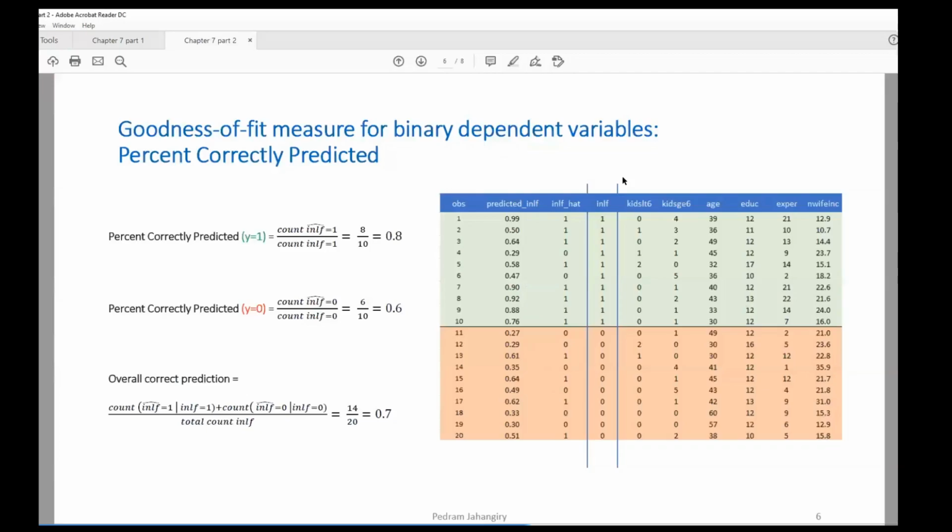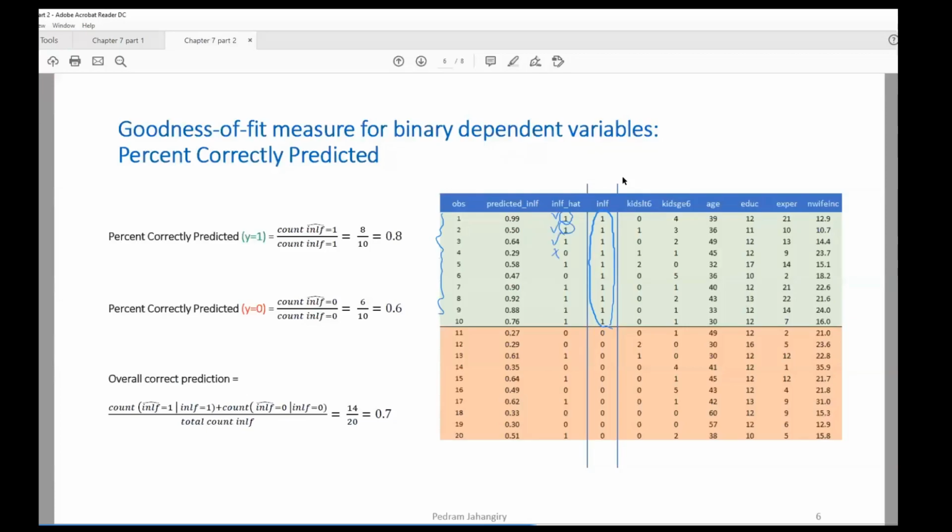These ones, the green ones, the true value was 1. In the real data, they are all the women that participated in the labor force. What are the right calls? So the model said that lady number 1 participated. This is a right call. Number 2 participated. Right call.